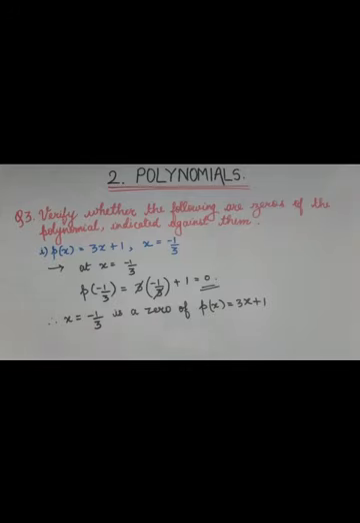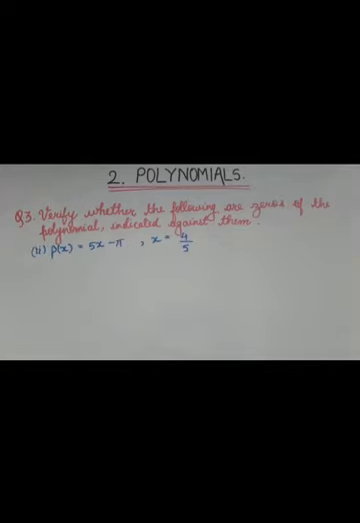Now let us move to the second part. So the second question is, p of x is equal to 5x minus pi at x is equal to 4 by 5, we need to check. So we need to check whether 4 by 5 is a zero for this given polynomial or not.